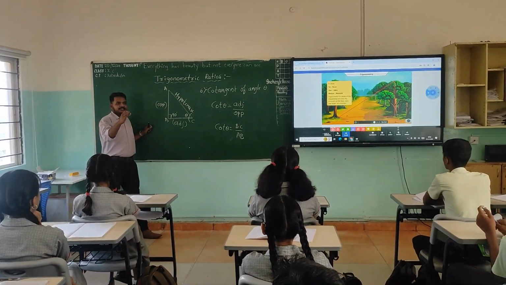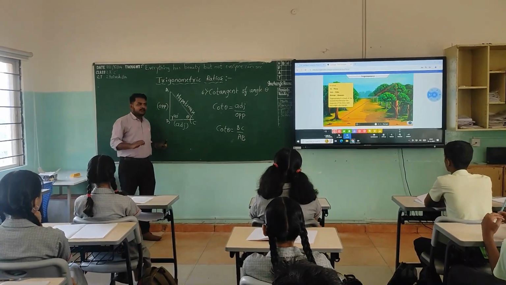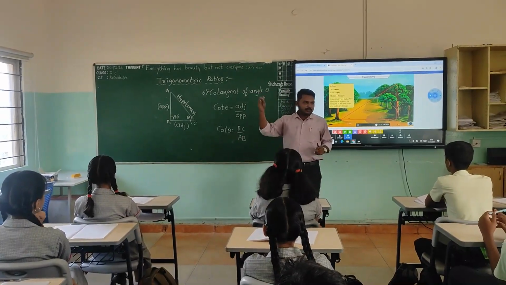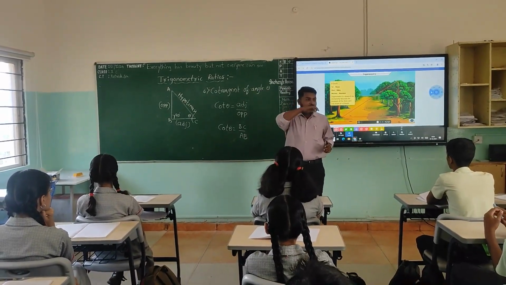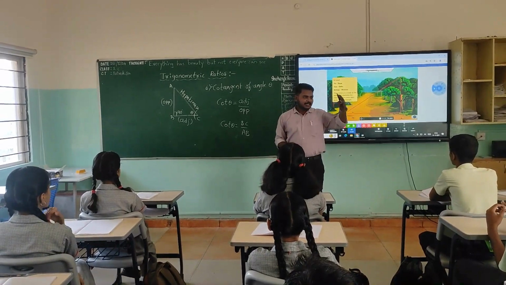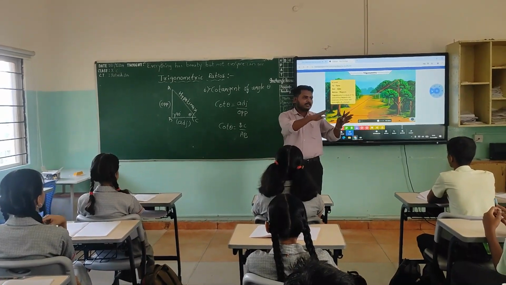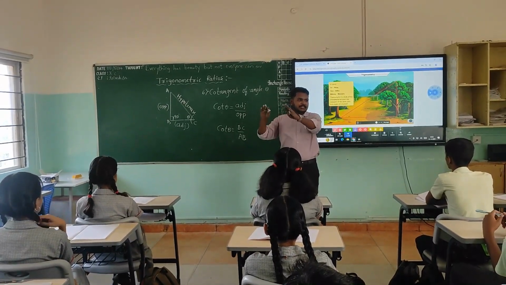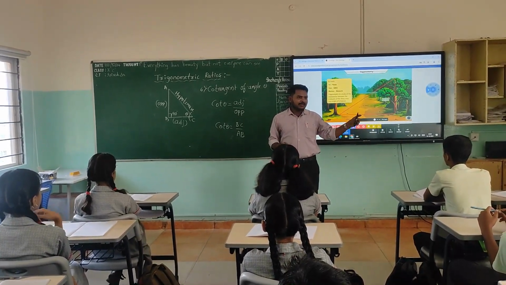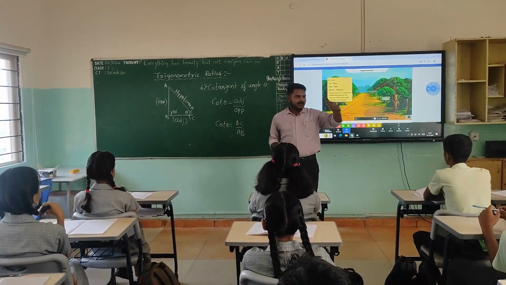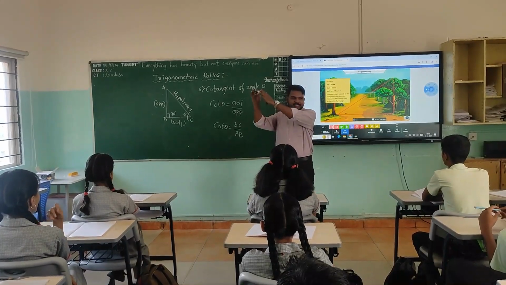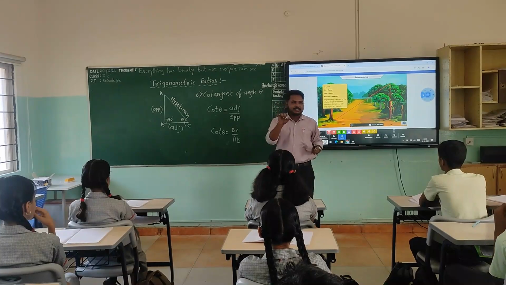So sin is the opposite by hypotenuse. The reciprocal of sin is cosecant, correct? So cosecant is equal to hypotenuse by opposite. Next, cos theta is adjacent by hypotenuse. The reciprocal of cos theta is sec theta, so sec theta is equal to hypotenuse by adjacent. Next, the third ratio tan theta is equal to opposite by adjacent. The reciprocal of tan is cot theta, which is equal to adjacent by opposite. So totally we have 6 ratios.